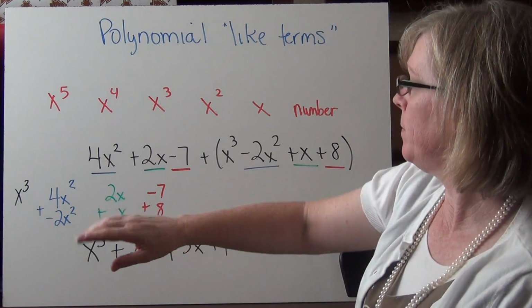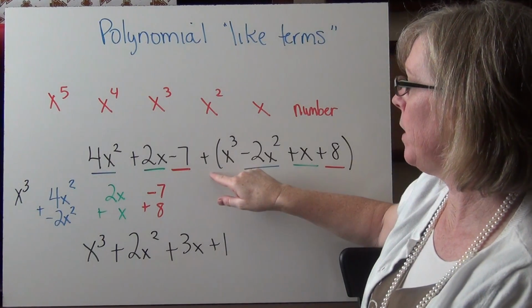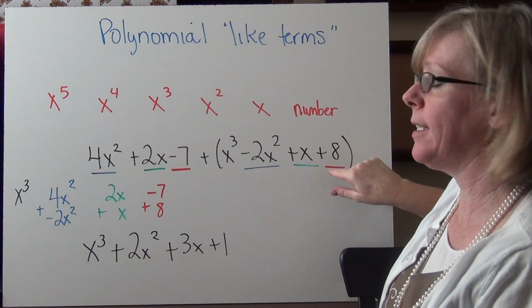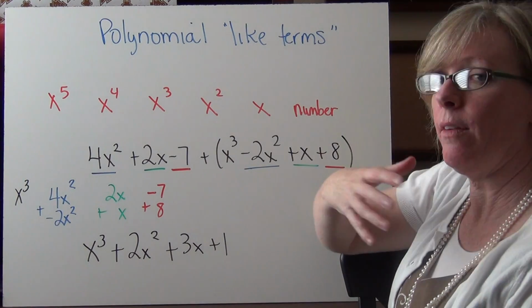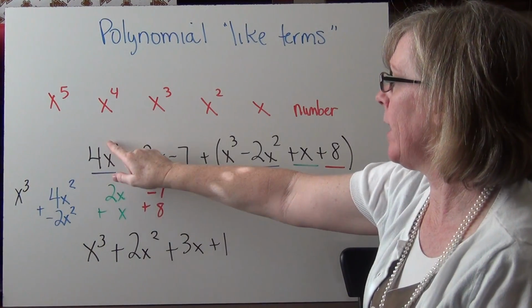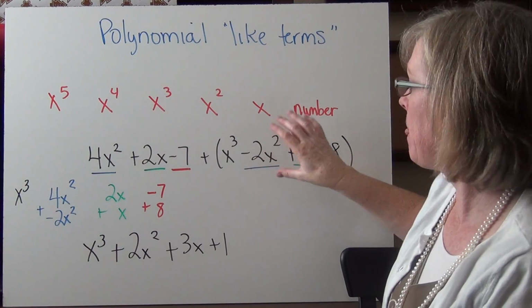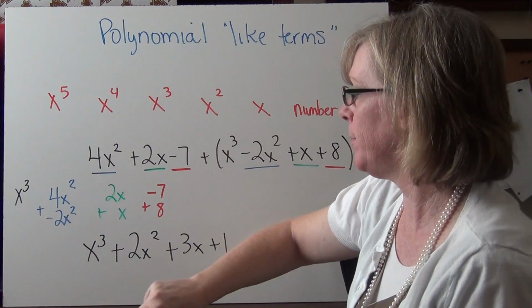So for example, I have 4x squared plus 2x minus 7 plus x to the third minus 2x squared plus x plus 8. So I used some colors to indicate that I went looking for the matchers. I saw that 4x squared and negative 2x squared, make sure you keep the sign, those are both x squared terms, so they're good. So I added them together down here.